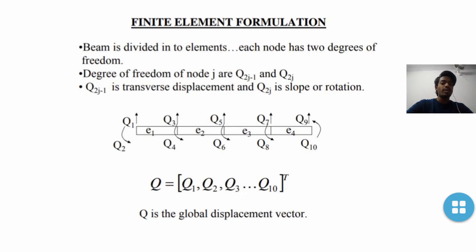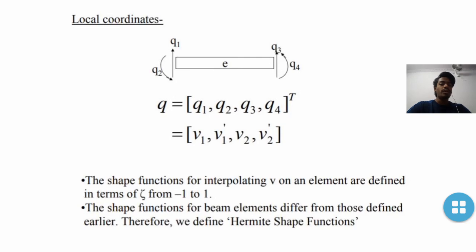Finite element formulation. The beam is divided into two elements. Each node has 2 degrees of freedom. The degrees of freedom of node j are Q2j minus 1 and Q2j. Q2j minus 1 is transverse displacement, and Q2j is slope or rotation. So capital Q equals Q1, Q2, Q3 up to Q10 transpose. Q is the global displacement vector. For local coordinates, we take small q, and those are replaced by v.